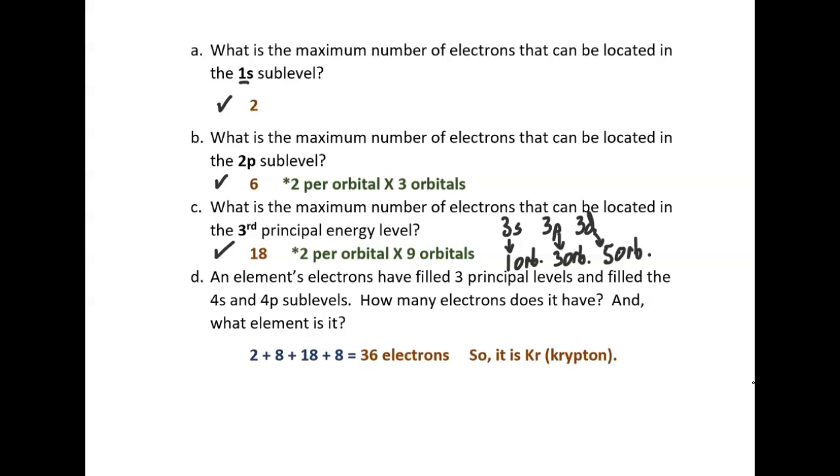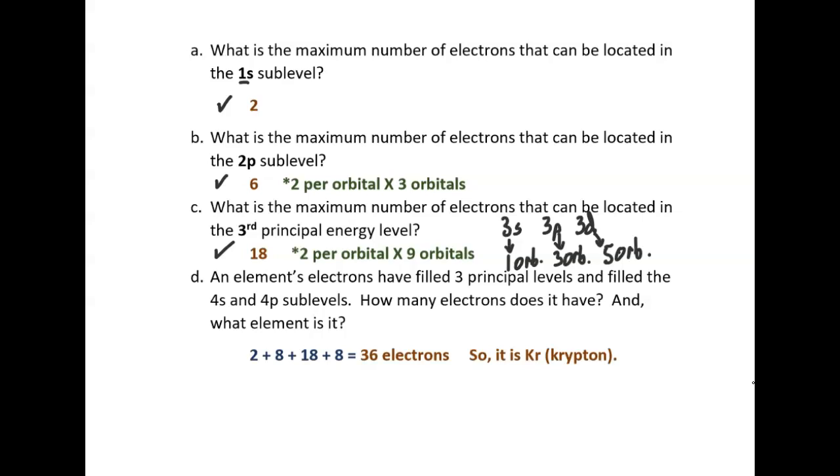Question D. An element's electrons have filled 3 principal levels and filled the 4s and 4p sublevels. How many electrons does it have, and what element is it? Based on that description, there are 36 electrons. Looking on the periodic table, the element that is atomic number 36 is krypton.